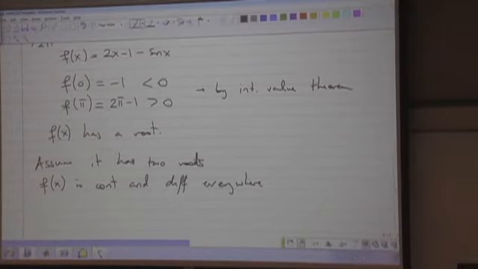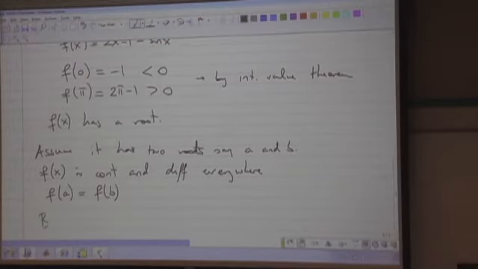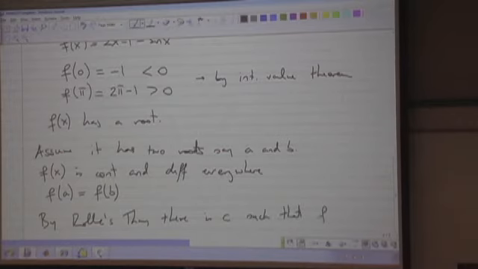Right? So we said assume it has two roots, say a and b. So f of x is continuous and differentiable everywhere. f of a is equal to f of b. And so by Rolle's theorem, there is c such that f prime of c is equal to 0.